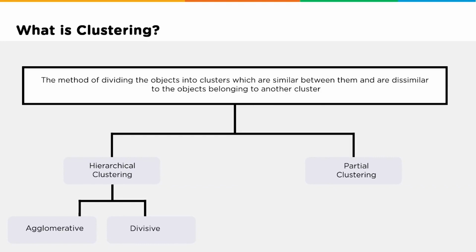And then partial clustering, the 2 most common ones are k-means. That's probably the most common used for partial clustering. And there's also fuzzy c-means. And there's other ways of clustering and other algorithms out there. But these are the 2 big ones, k-means really being the most common one used. But we're not going to dig too deep into partial clustering because we're studying hierarchical clustering today.